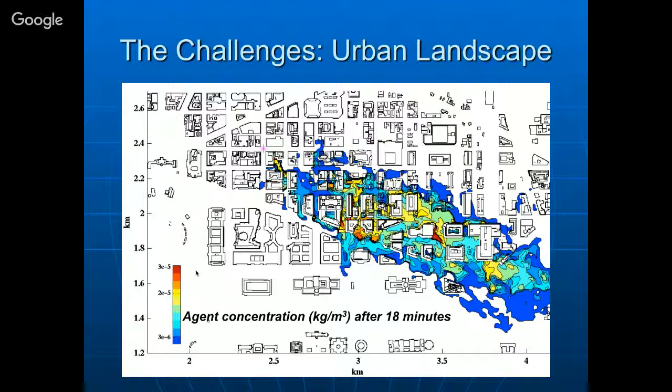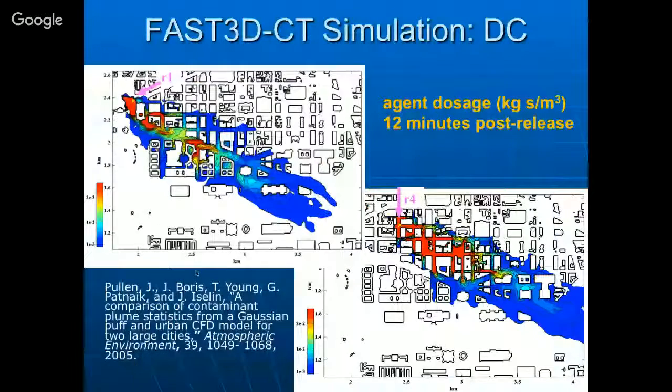And for a release site here, we're looking at concentration, 18 minutes after a hypothetical release from a hypothetical source. You can see a lot of interesting aggregation of the contaminant behind buildings in various parts of the city. And what I wanted to do was understand better the impact of the cityscape on these patterns.